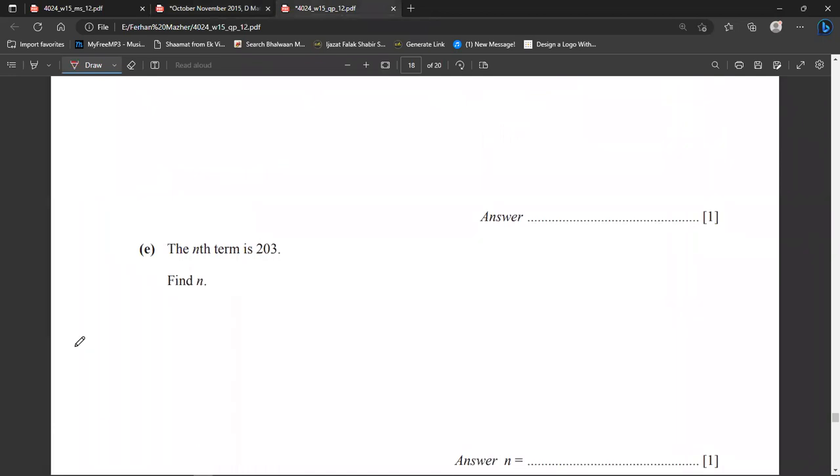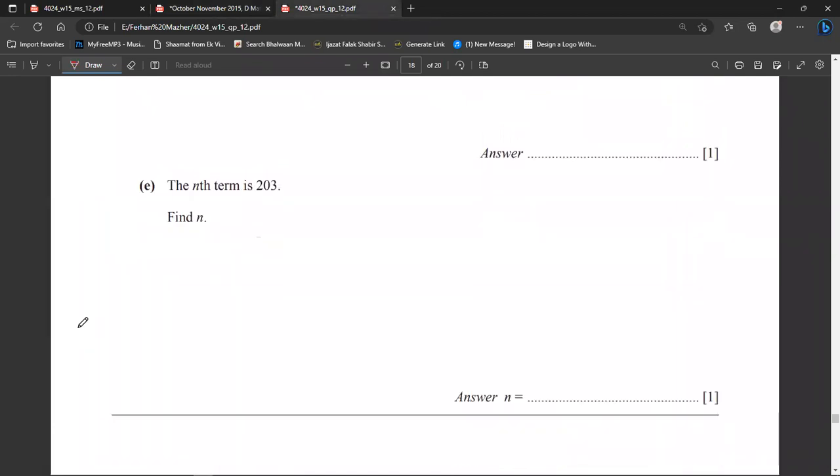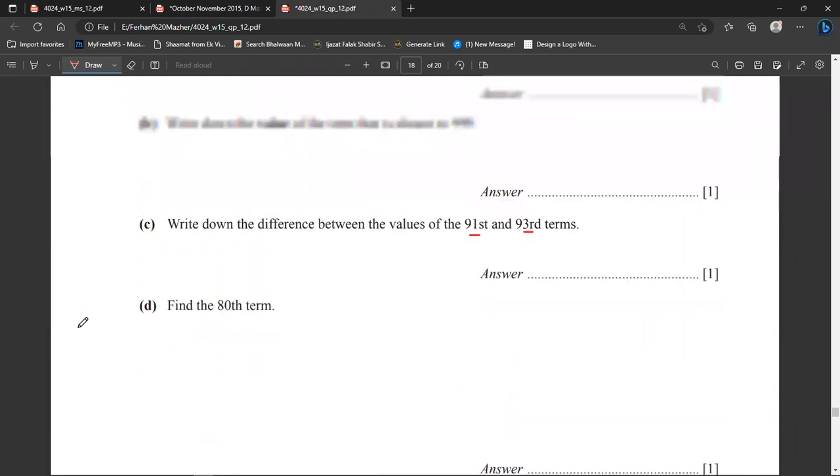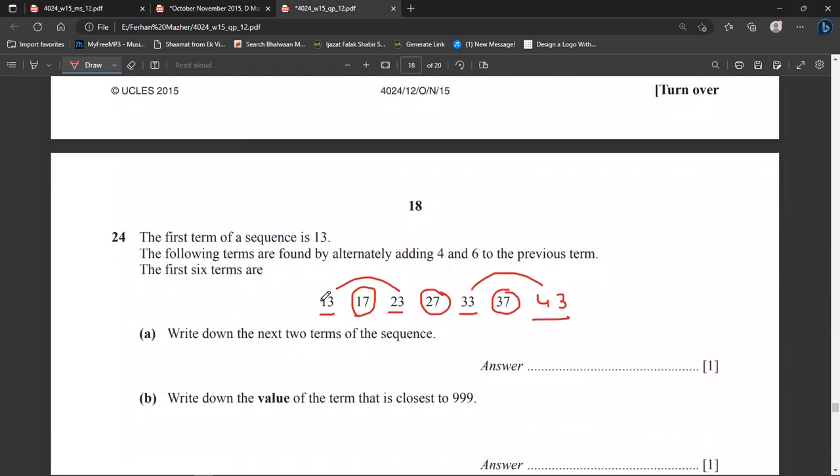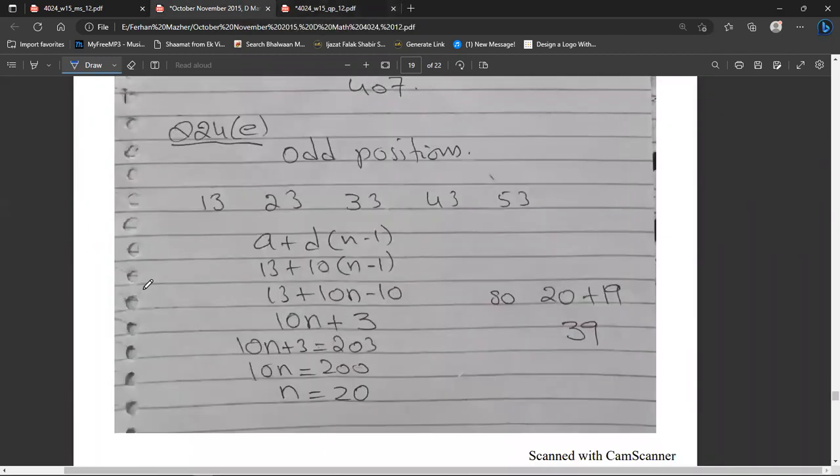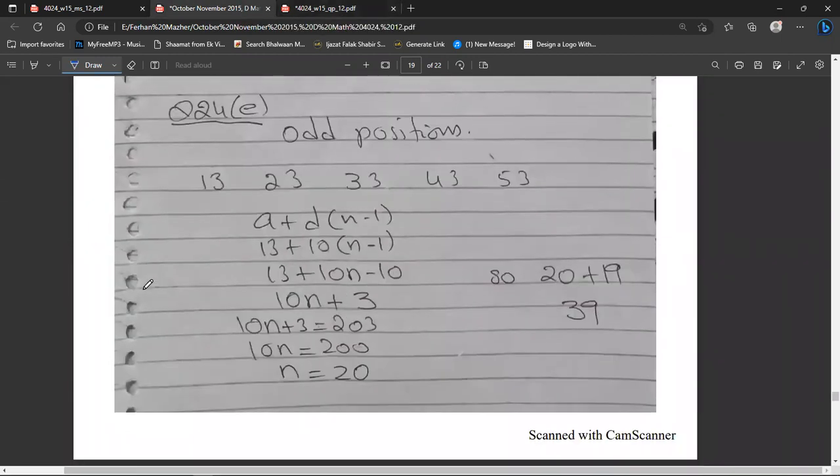Okay, then they say the nth term is 203, and find the n. So 203, where is the 3? 3, 3, 3. So this is the odd positions. Okay, so for the odd positions, I will write the sequence.